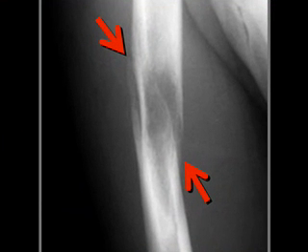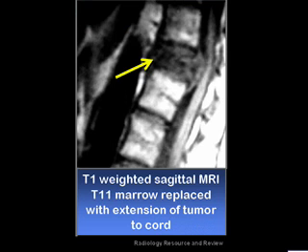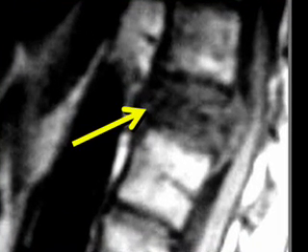We see that there is a diagonal fracture through the humerus surrounded by a geographic area of lytic destruction with indistinct margins. This is a T1 weighted sagittal MRI of the spine, which shows that the marrow in T11, the yellow arrow, has been replaced by tumor, and there is extension of the tumor to the cord. The cord is being compressed.